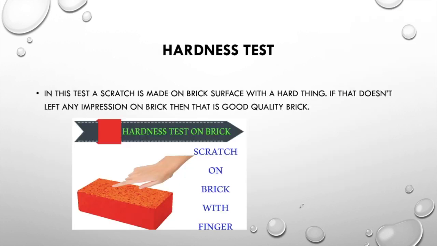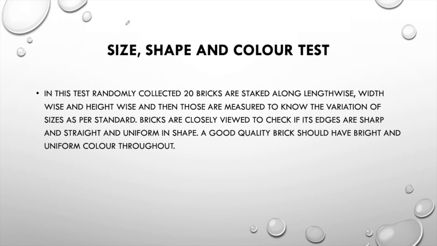Now the hardness test is done by scratching the brick with a finger. You can see that this example is also given in the picture. In this case, the scratch is made on the brick surface with a hard thing. If that doesn't leave any impression on the brick, then that is a good quality brick. In the test of size, shape and color, randomly 20 bricks are taken, and lengthwise, widthwise and heightwise they are measured and the variation is observed. These are given in the IS code of the brick, so you can take it from there.